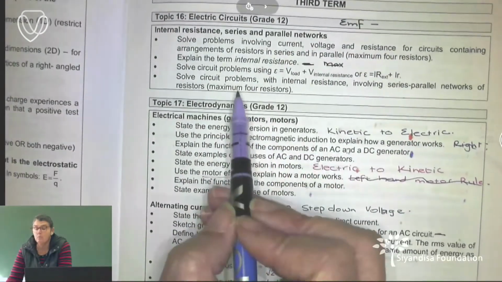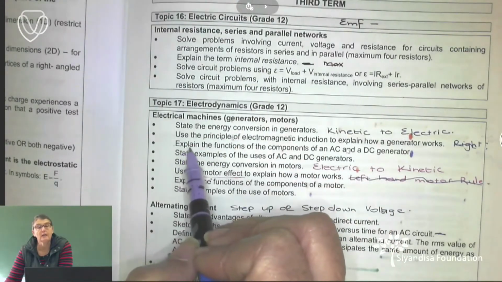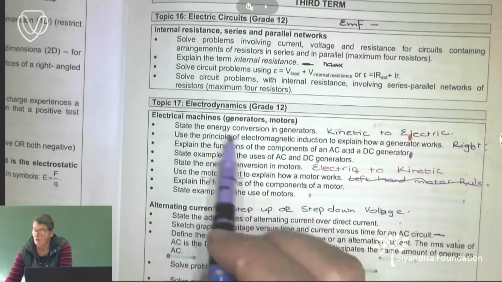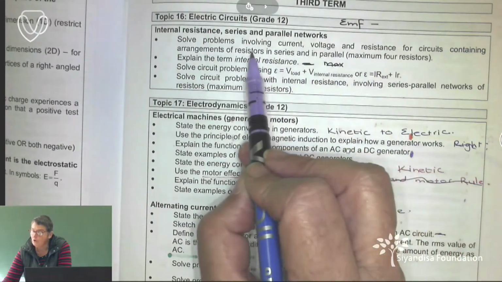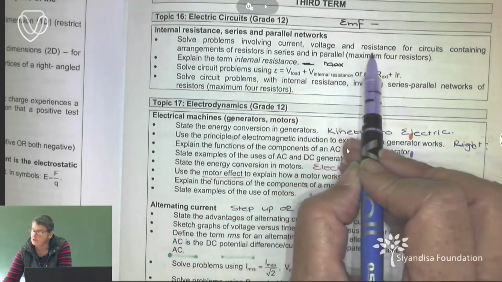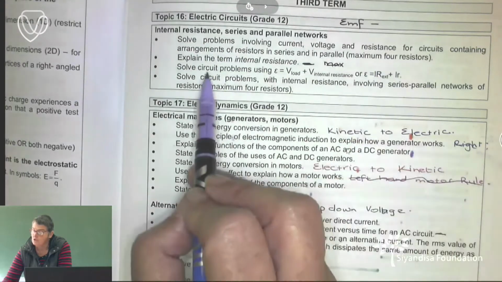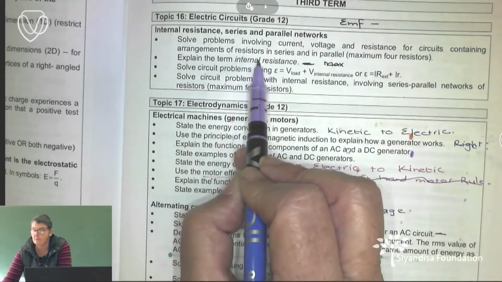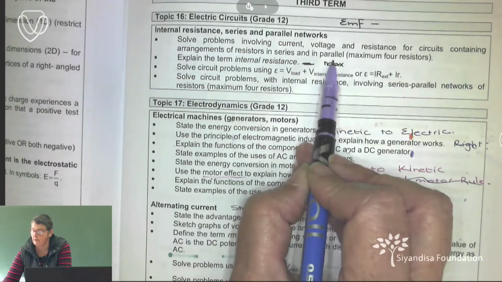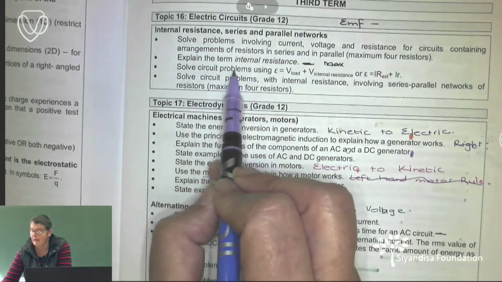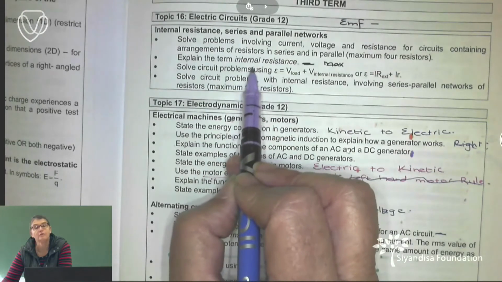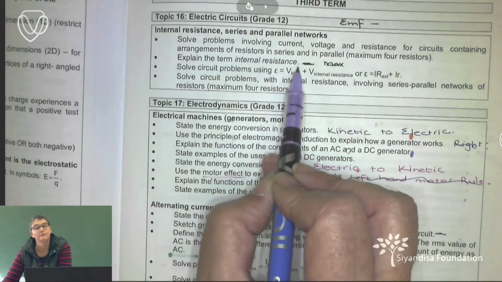Then the work that we actually do in matric, which is very, very little, is we've got to be able to solve problems regarding current, voltage, resistance for circuits containing an arrangement of resistors in series and parallel. And then very, very important, we must be able to explain the term internal resistance.